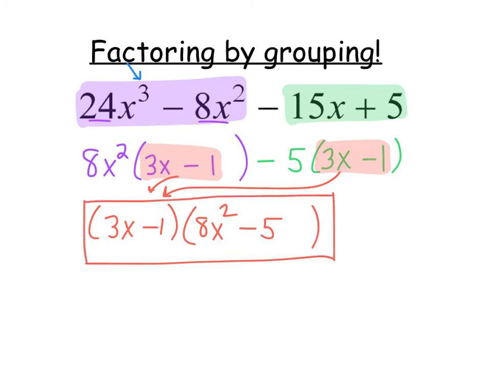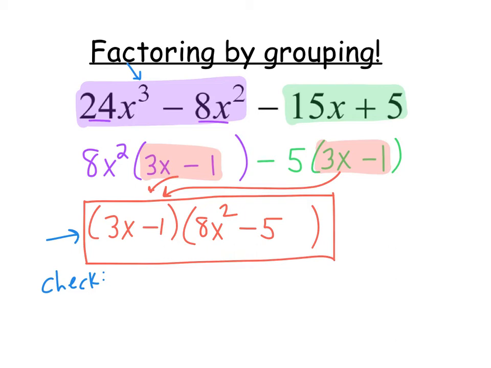It is a straight multiplication problem, right? It's one term times another term. It's 3x minus 1 times 8x squared minus 5. If we just want to verify and check, it's not something you have to do all the time, but since it's the first time, let's FOIL out our answer and make sure we get the original expression back.